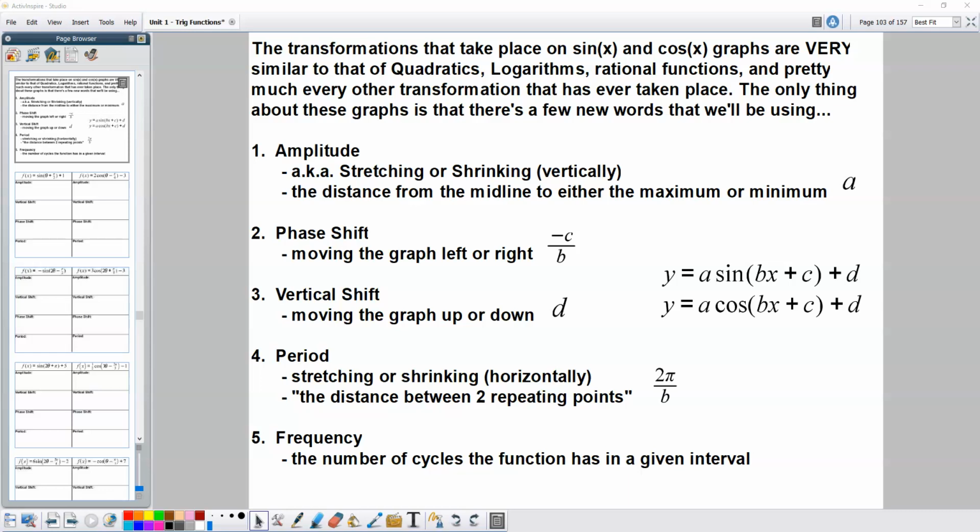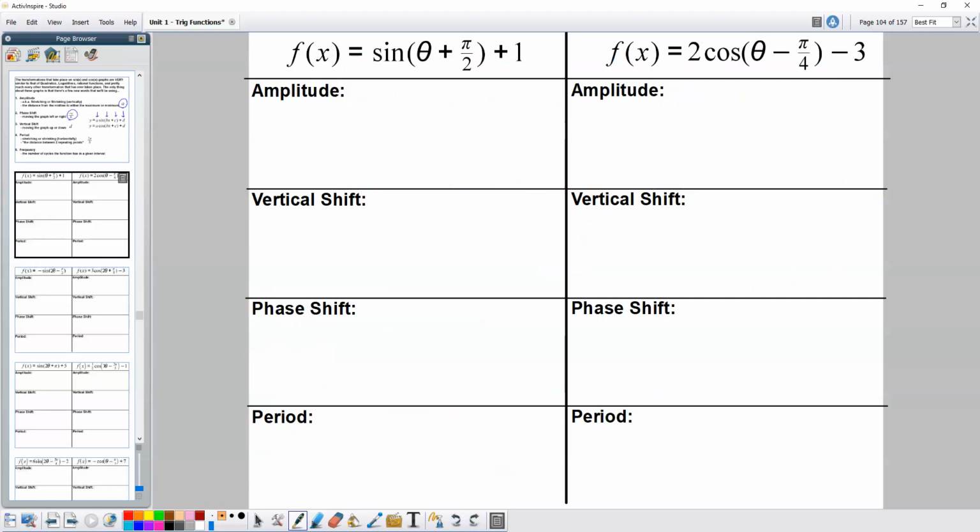So we're going to take each of these. Amplitude is A, and phase shift is negative C over B. So I've got all these letters over here for you. And vertical shift is D. Period is 2 pi over B. And let's go from there. So let's look at this one.